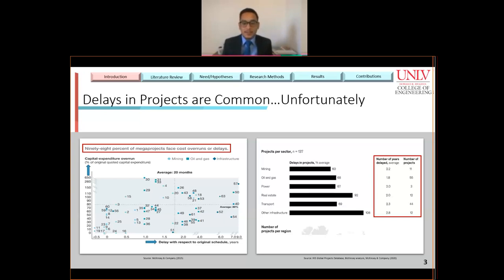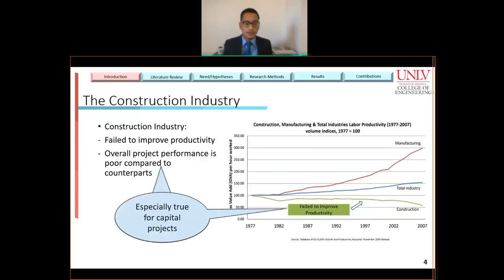On the right-hand side, you can see that different sectors in construction are facing delays in projects: mining, oil and gas, transportation, and other infrastructure projects. The oil and gas sector in particular, which is the sector from which I have collected data for this study, is also experiencing difficulties with delays, as can be seen in both the figures. And this is especially true for the construction industry.